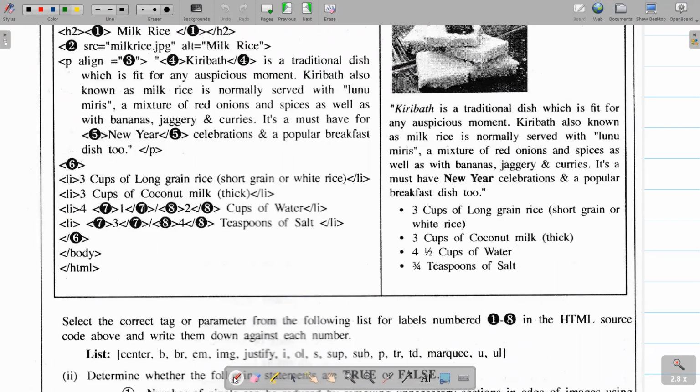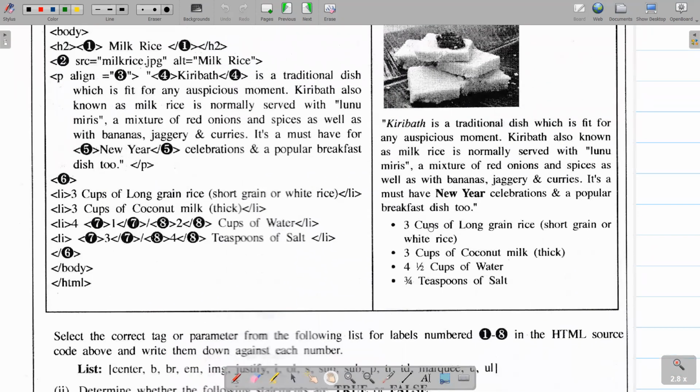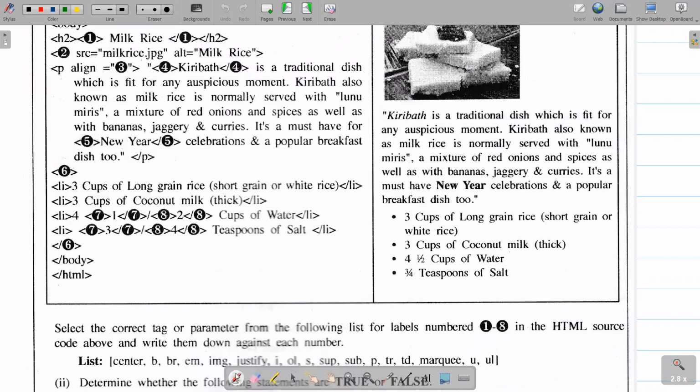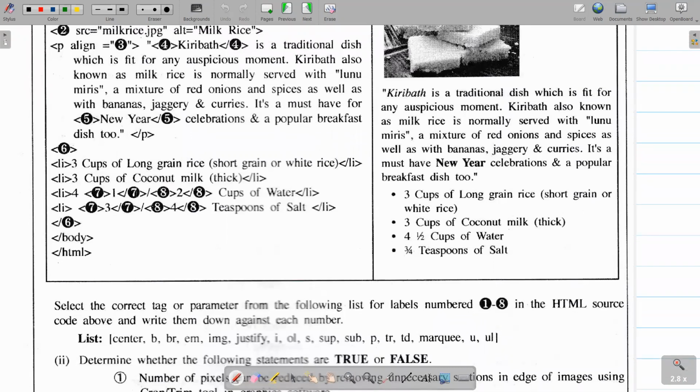So what is it going to be? The H2 goes with the milk rice, so it is being center aligned. So the first one must go with center aligned, right? Since I'm having the list underneath, center is the first. And then they have taken the paragraph and aligned it equal justify, because both sides are aligned. So justify is going to be the second.